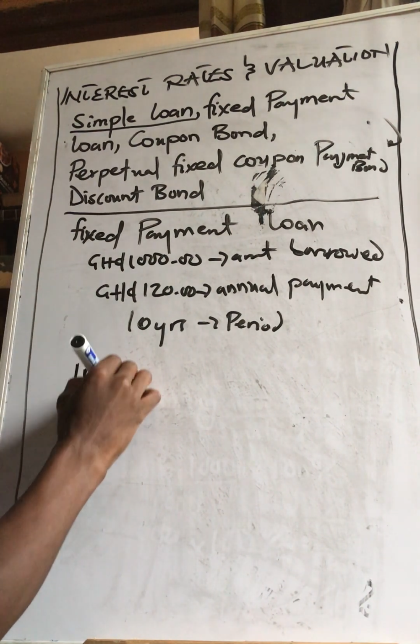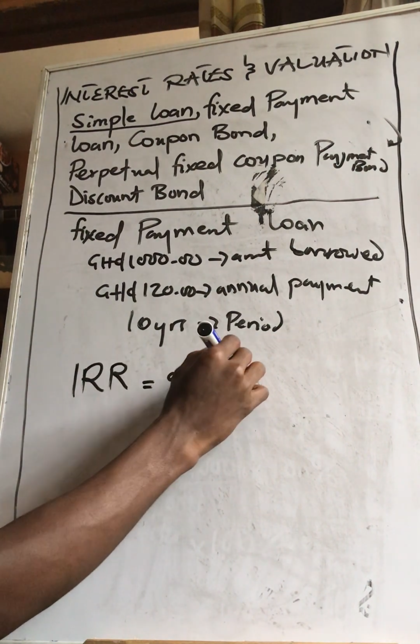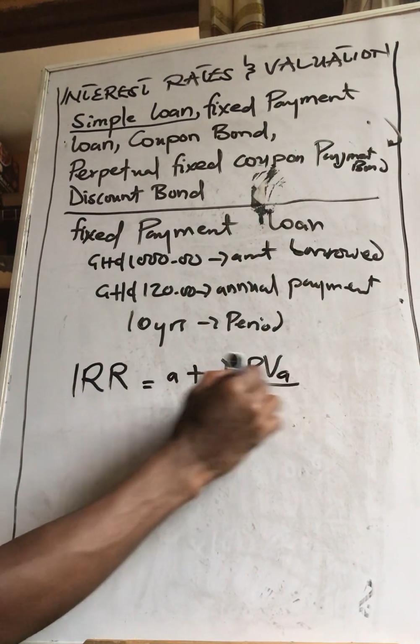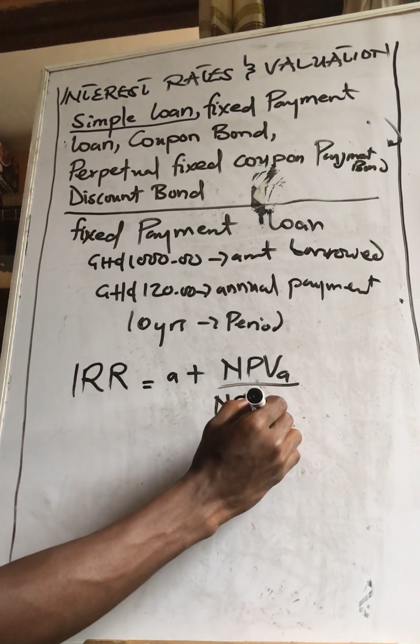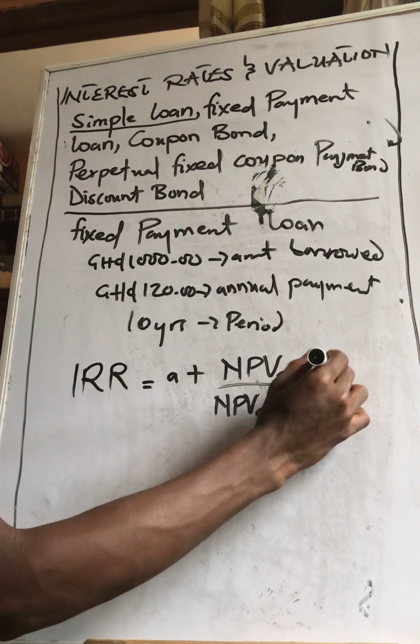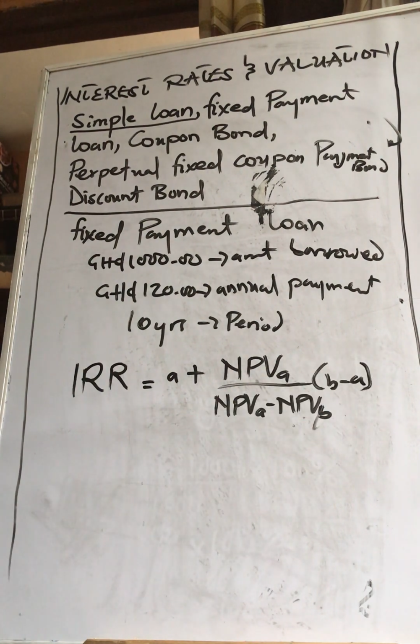The interpolation formula is this: IRR is equal to A plus NPV of A over NPV A minus NPV B, in brackets, times B minus A. NPV is net present value. The IRR is the internal rate of return, which is the rate of return that gives an NPV of 0, or the rate of return that equates the future cash flows to the present cash flows. Small a is the rate of return that gives the higher, or positive, NPV, and small b is the rate of return that gives a lower, or negative, NPV. NPV A is the net present value when small a is the rate of return, and NPV B is the net present value when small b is the rate of return.